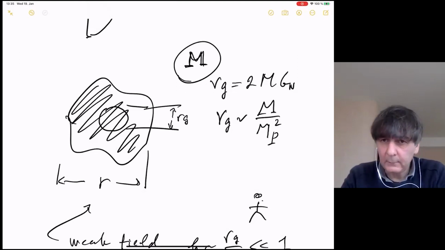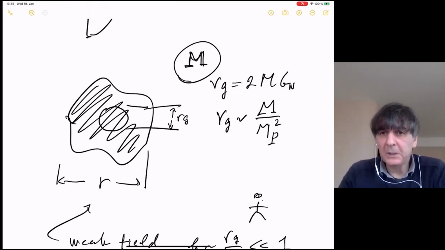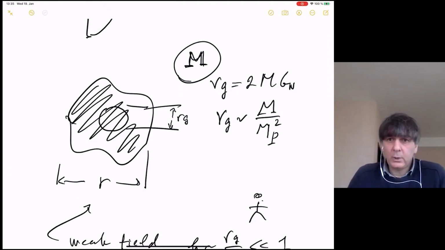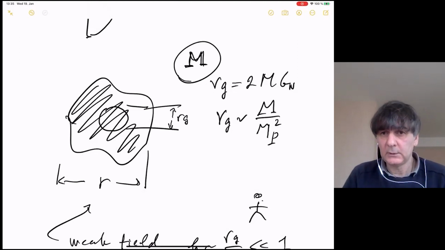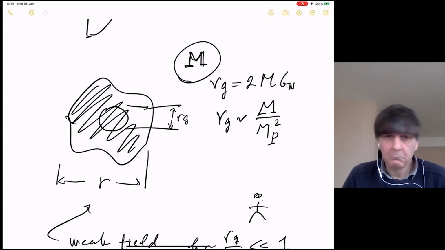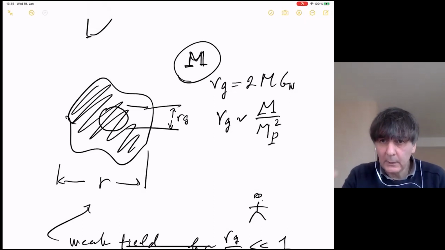Now, without gravity, there's no problem to do that. Without gravity, we can postulate that there is a particle beyond the standard model with the mass equal to the mass of the Earth. There is no fundamental principle that forbids us to do that. But with gravity, that is not possible.